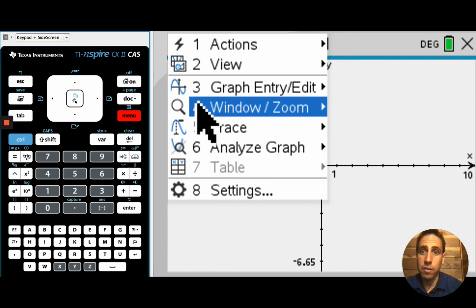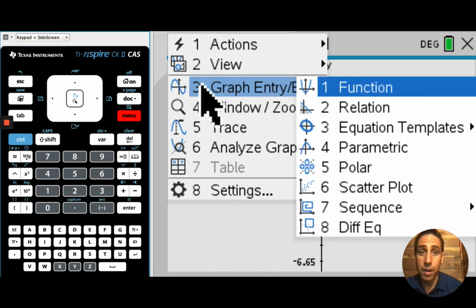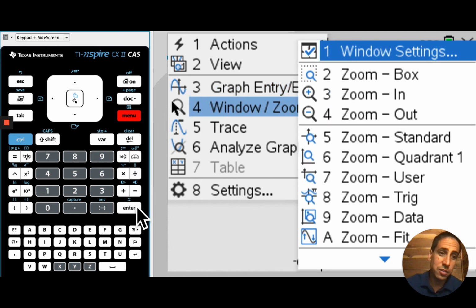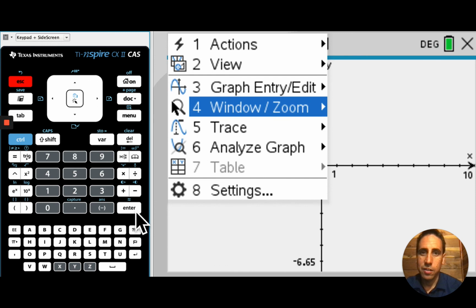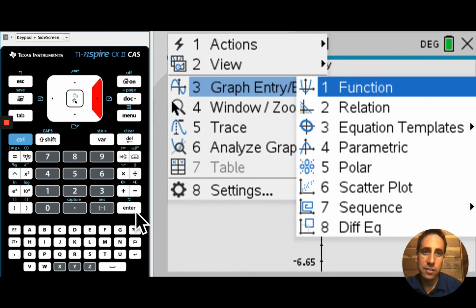They're all gone. Go to menu, window, graph entry edit, and one function should do it. Oops, wrong menu. Come on, 3, graph entry edit, 1, function.